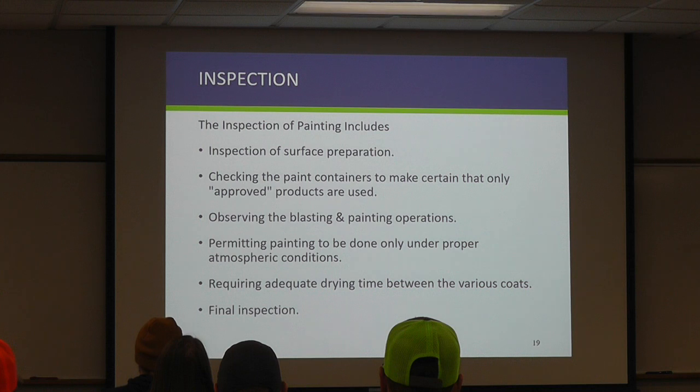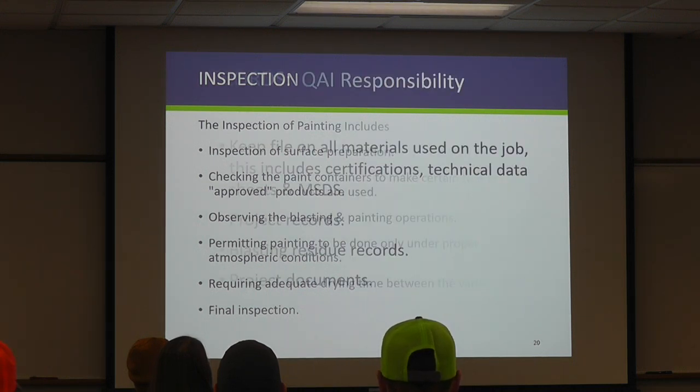So a lot of what you'll end up doing is inspection of their surface prep, checking to make sure the containers are actually what they're labeled to be, observing blasting and painting operations, and especially monitoring atmospheric conditions. You also make sure the contractor is providing adequate drying time between various coats, and final inspection. You get what you inspect, not what you expect, right? If you just expect them to do it without checking in on them, you may be surprised what you actually end up with.